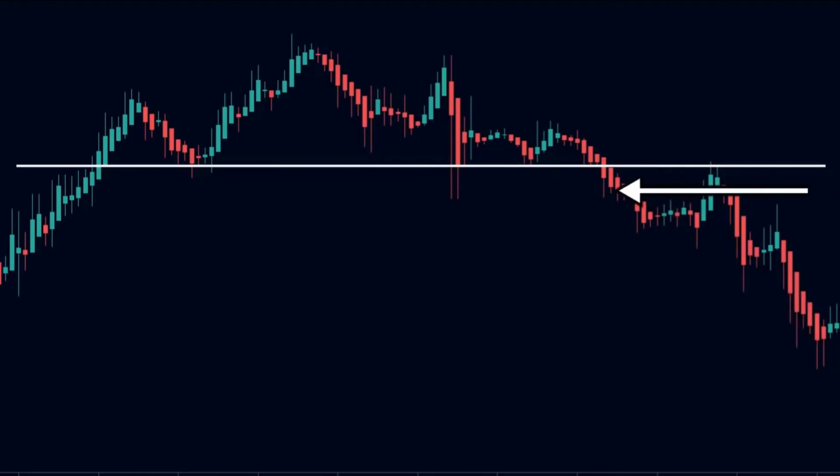We can sell at this point. We keep our stops above the support level, and we keep our targets at 2:1 risk to reward ratio. And as we can see, the price gave a strong down move.